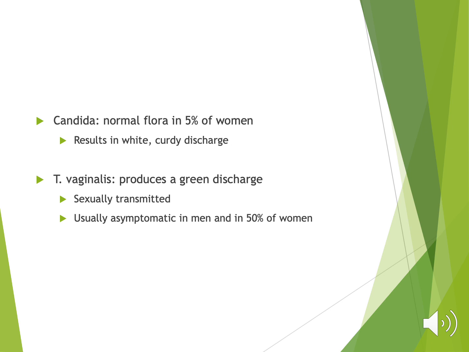For example, Candida, which is considered normal flora in about 5% of women, can result in white, curdy discharge, specifically in diabetic women. Trichomonas vaginalis produces a green discharge. It is a sexually transmitted disease, and it's typically asymptomatic in men and asymptomatic in 50% of women.